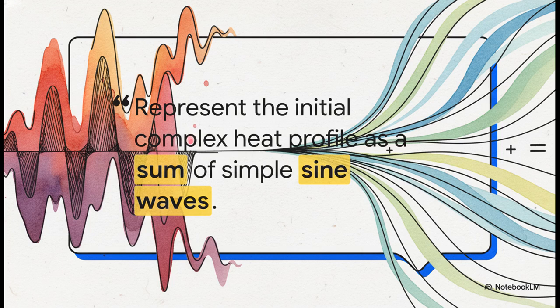And the mind-blowing takeaway is that any reasonable temperature profile you can think of, no matter how jagged or wild it is, can be perfectly built just by adding together a bunch of simple, clean sine waves.